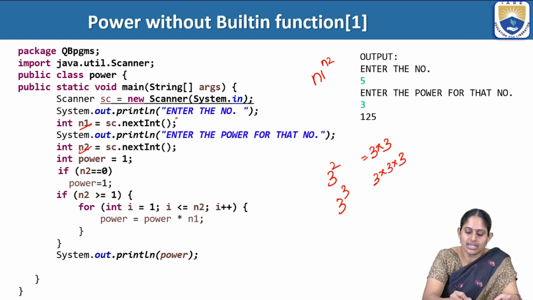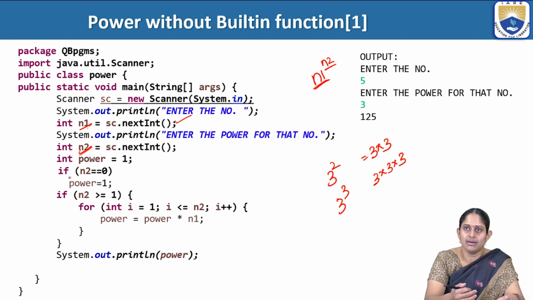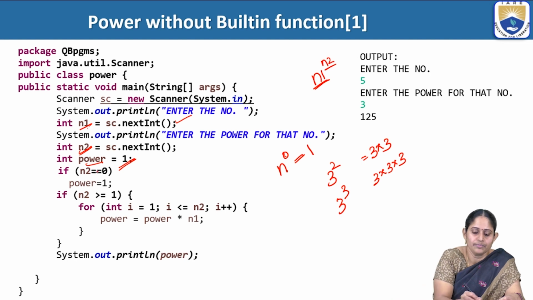So here first we have to read n1, which is the element whose power has to be computed, and its power, the exponent, which is n2. So n1 is our number whose power has to be computed, and n2 is the exponent. Now we are initializing power to 1, wherein our final result will be stored. If any number is raised to 0, the result is 1. So if n2 is 0, then we have to return power as 1.